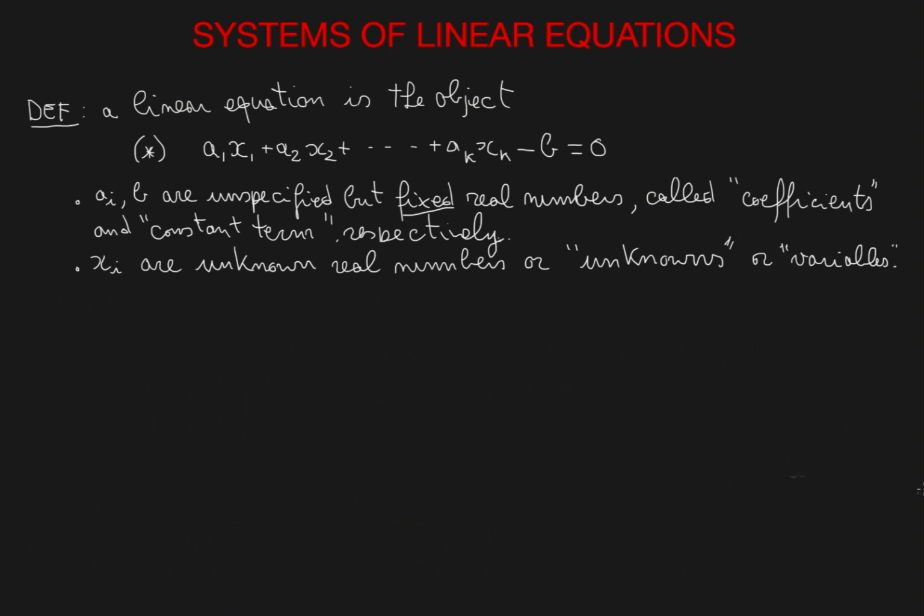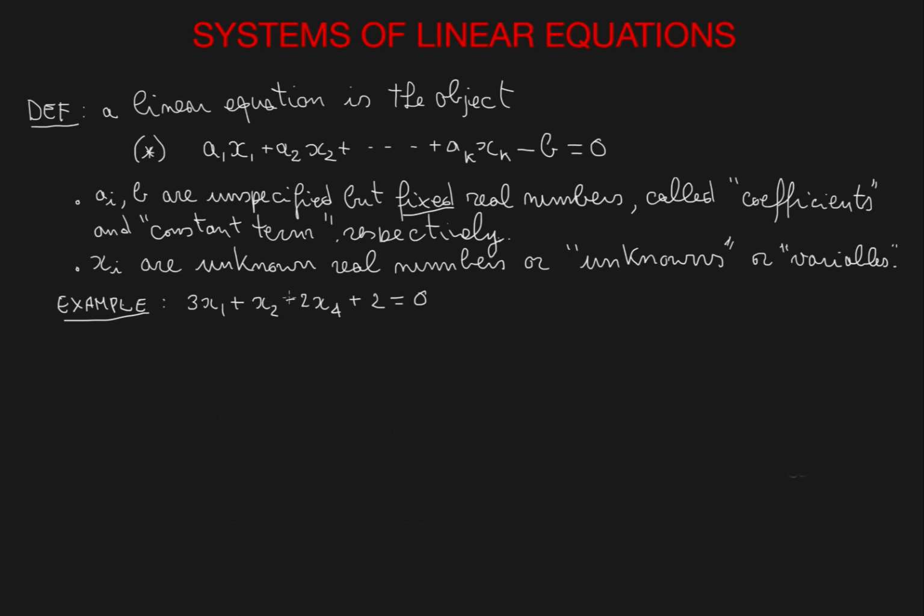Let's see an example. An example is the following. We have this string of numbers and letters, and then equals 0. So what is a1? a1 is 3 in this case, times x1. So we have the perfect analogy here. And then we have plus x2. So x2 means that the coefficient of x2 is 1. So in this case, a2 is 1.